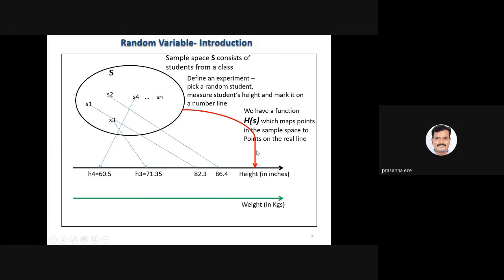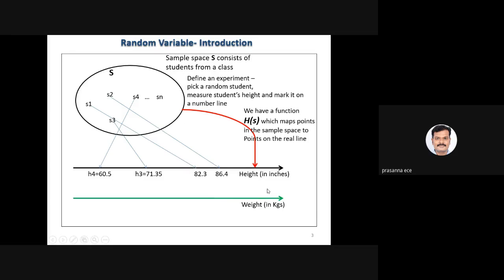Suppose we have the same set of students. Now instead of measuring the height, I give you another rule: measure the weight of the student and plot it on the number line. That is a different set of rules. My first rule was to measure the height of the student and assign that number on the number line. That was the first set of rules. I'm giving you a second set of rules where I'm asking you to measure the weight of each student.